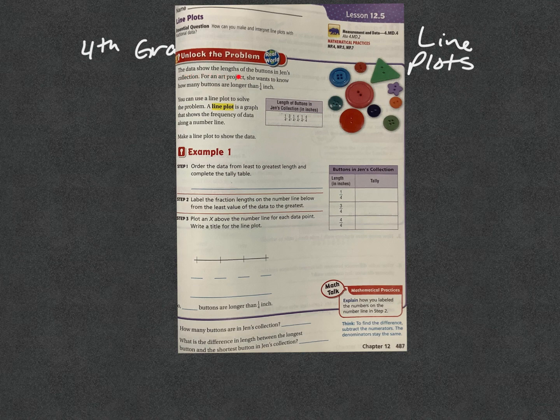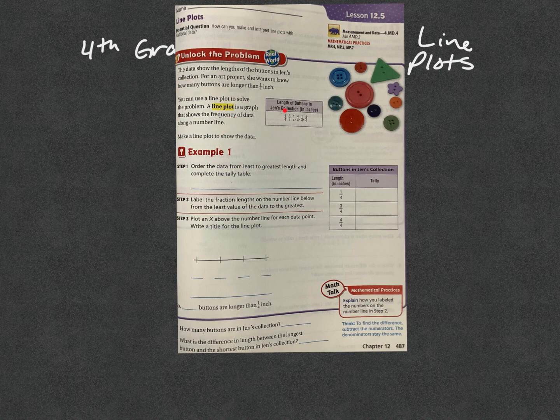The data shows the lengths of the buttons in Jen's collection. For an art project, she wants to know how many buttons are longer than 1/4 inch. You can use a line plot to solve the problem. A line plot is a graph that shows the frequency, or how often, the data occurs along the number line.